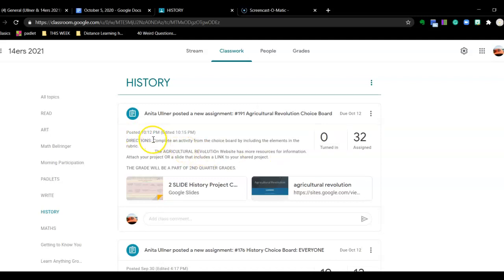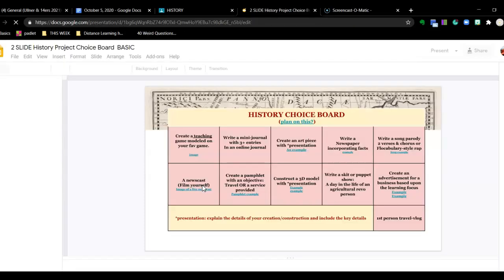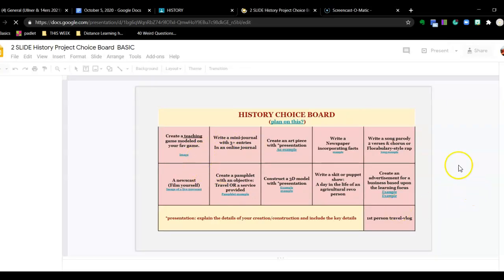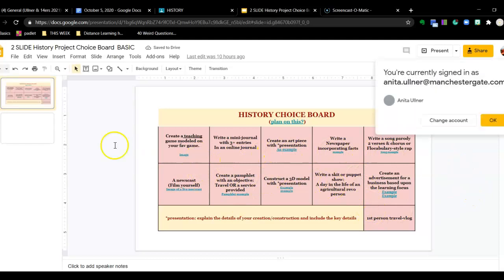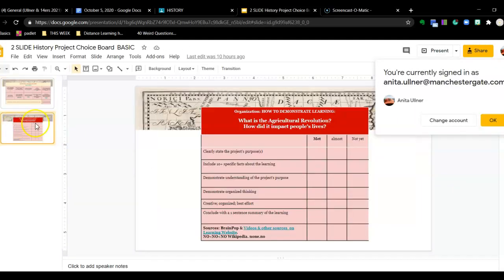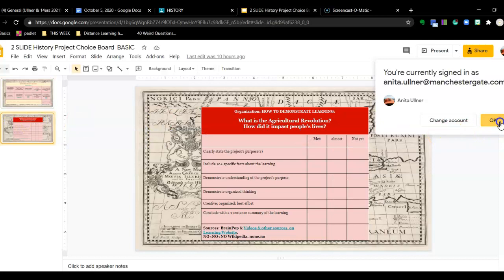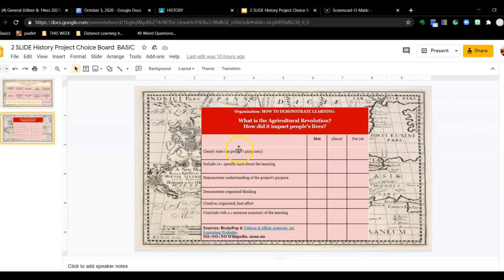So as you know, you are completing an activity from the choice board by including the elements in the rubric. Here is the choice board. Most of them have examples. Very importantly is the rubric. You could have the world's most beautiful project, but if it doesn't meet these requirements or it's not there at all, you won't receive credit for it.